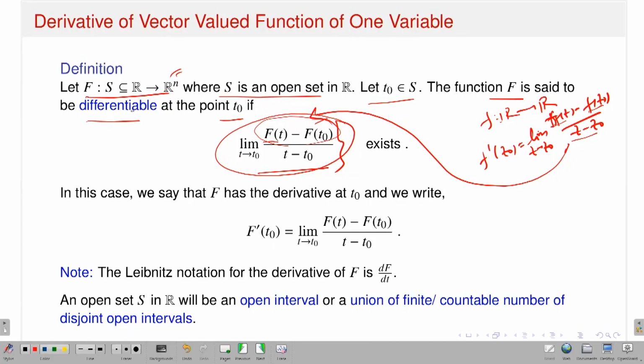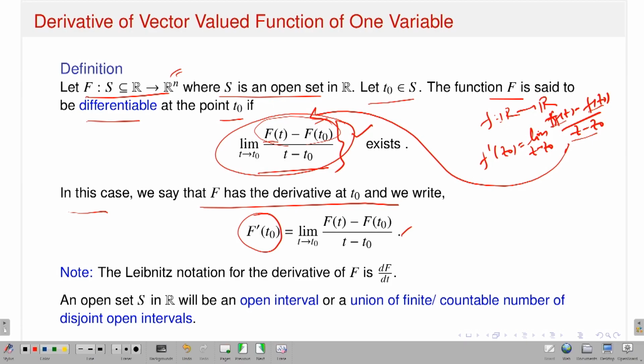So, if I have a function f from a subset of R to Rn, I will say that my function capital F is differentiable at the point t naught provided this limit exists. In this case, we say that if the limit exists, it is the derivative of capital F at the point t naught, and we will say that the derivative of f at the point t naught is nothing but this limit. Clear?